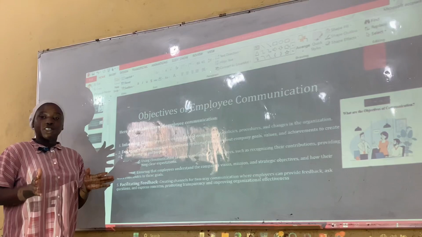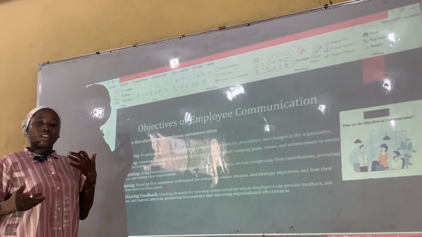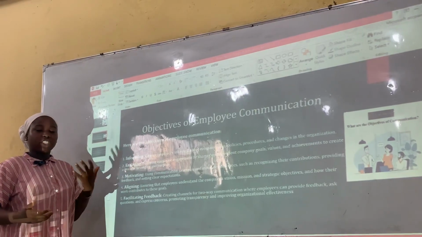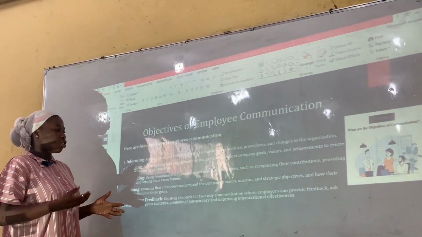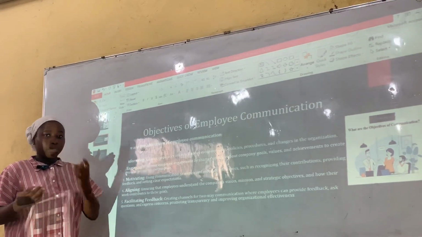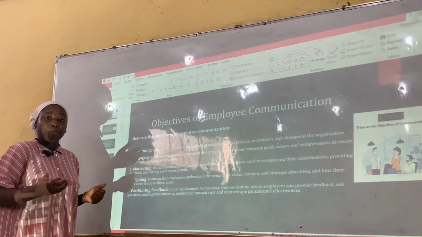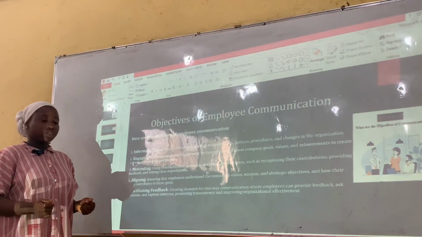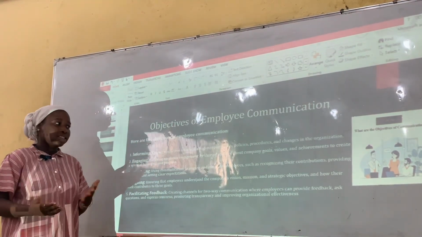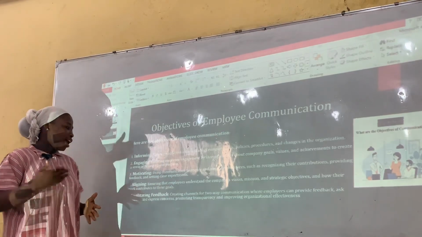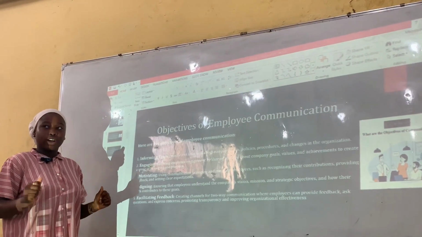Here are 5 objectives of employee communication. 1, informing. It has to do with updating employees on information and changes in an organization. 2, engaging. This has to do with fostering employee engagement by sharing updates on company goals and achievements to create a sense of belonging and purpose in an organization. 3, motivating. This has to do with inspiring and motivating employees, such as recognizing their contribution, providing feedback, and setting clear expectations in an organization.